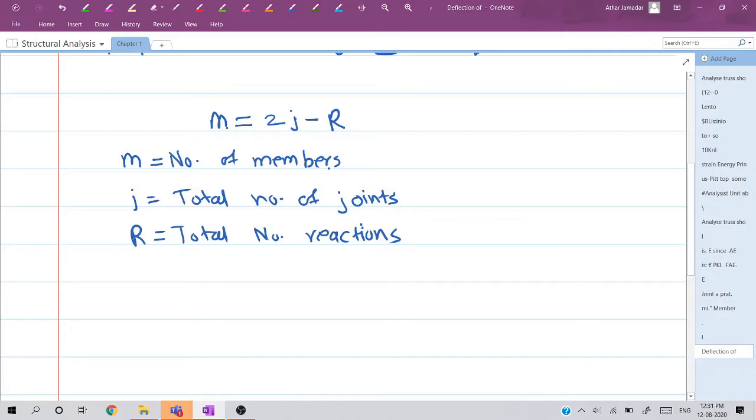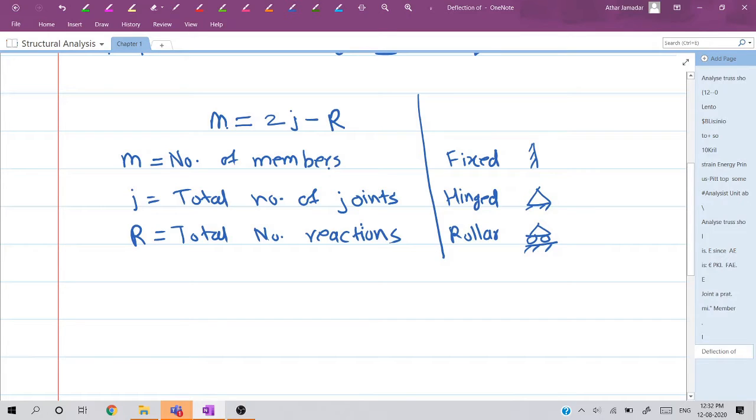We know that there are three types of support: the first is a fixed support, the second is a hinged support, and the third is a roller support. A fixed support is generally denoted by this sign, a hinge support is denoted by a triangle, and a roller support is denoted by a triangle with a roller behind it. For fixed support there are three reactions. I will show them using a diagram. For hinge support there are two reactions, and for roller support there is only one reaction. Let me draw these supports here.